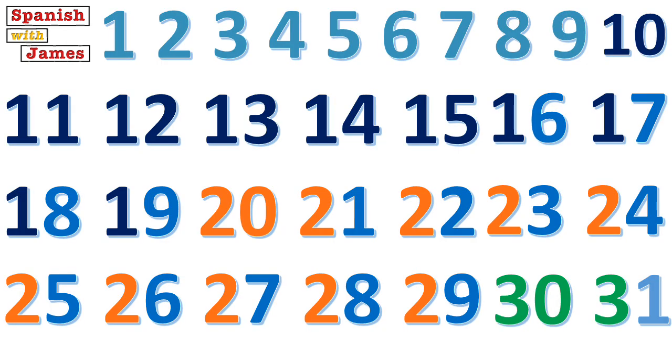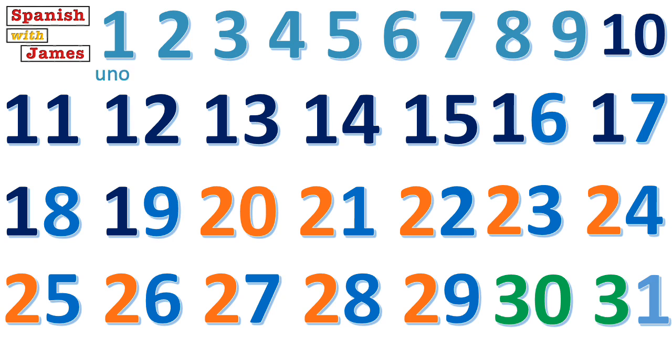So first of all, let's revise the numbers 1 to 31 because we're going to be talking about when our birthday is, and obviously some months of the year have as many as 31 days. So these are the key numbers we're going to need in order to talk about dates and birthdays. If you want, pause the video and just try and read through these numbers in Spanish and see how many you can do, and then when you're ready just push play.